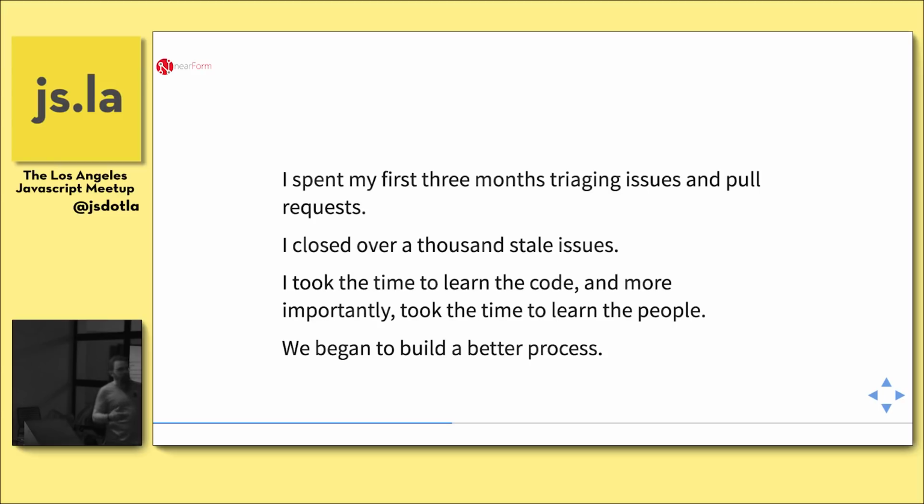All right, I went through issues. I went through people. I reached out and I talked to them, sent emails, had email chats with them. I talked on IRC, picked up the phone. I actually took time to learn who was involved in the project, right? And from there we began to build a better process for the project so it would actually succeed.